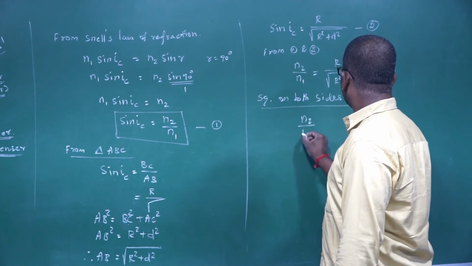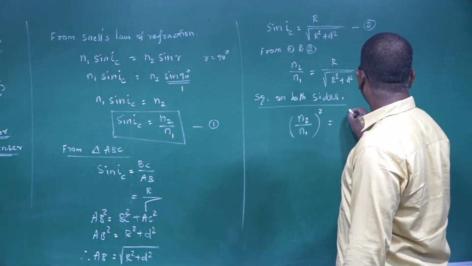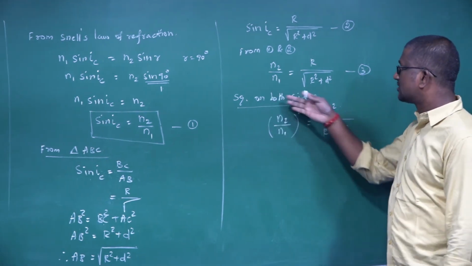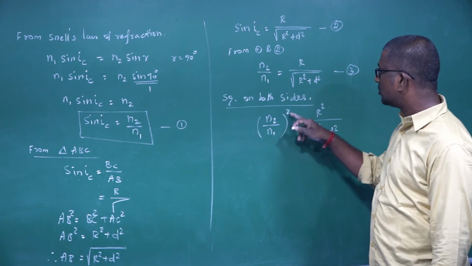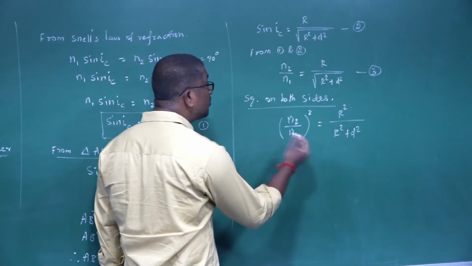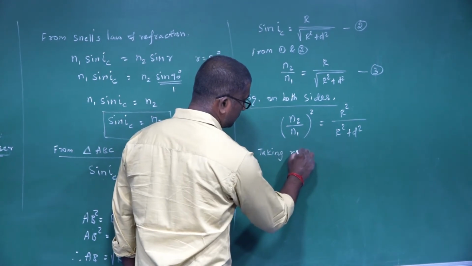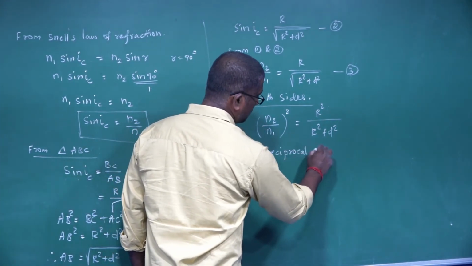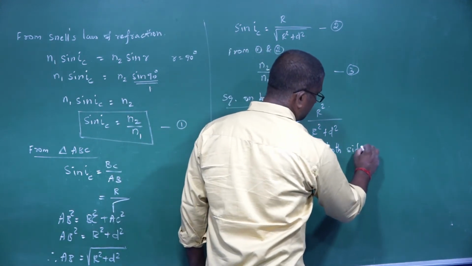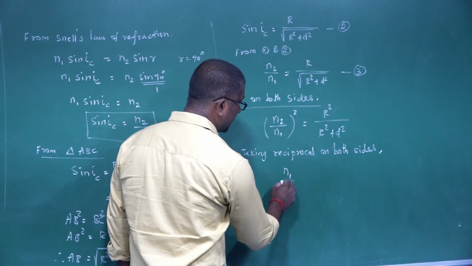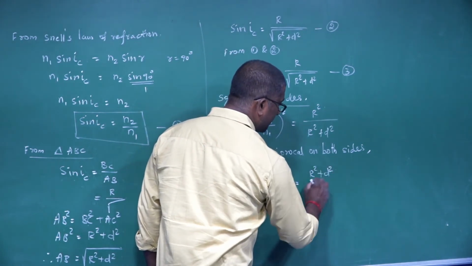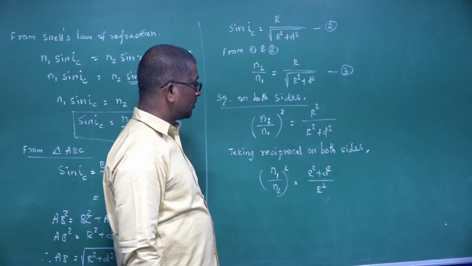You can get n2 divided by n1 the whole square is equal to r square divided by r square plus d square. Now taking reciprocal on both sides, for our convenience. Then this equation becomes n1 divided by n2 the whole square equal to r square plus d square divided by r square.